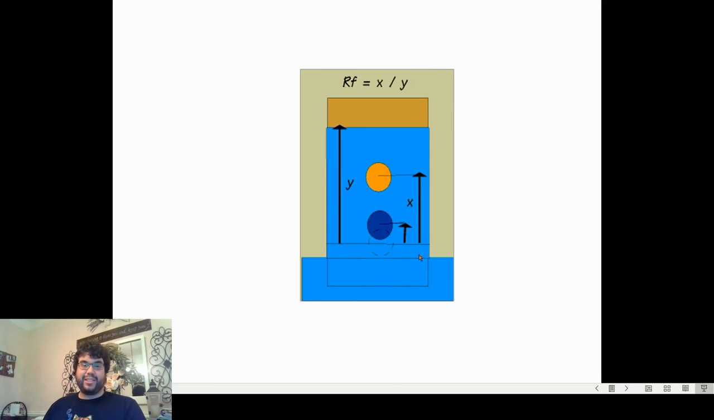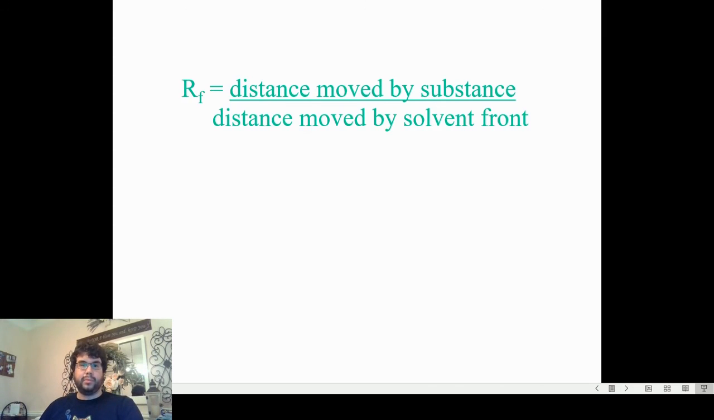For this one right here, let's just say that the distance traveled is 1. The distance the solvent went is 2, so the RF would be 1 over 2, and so it's about halfway retention factor. It's retained about halfway.